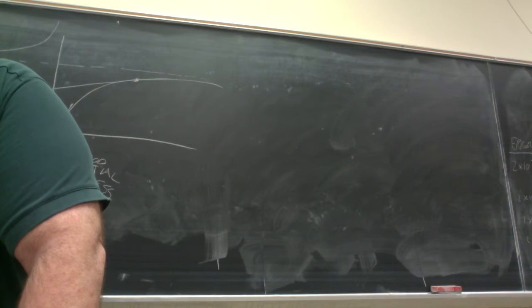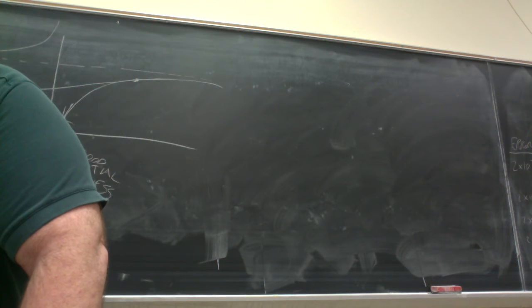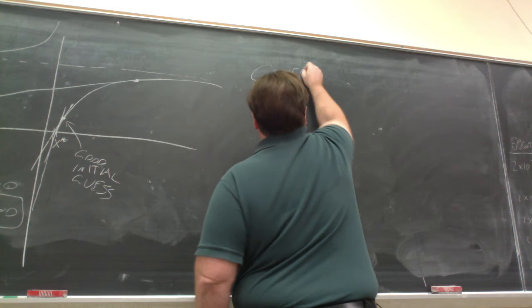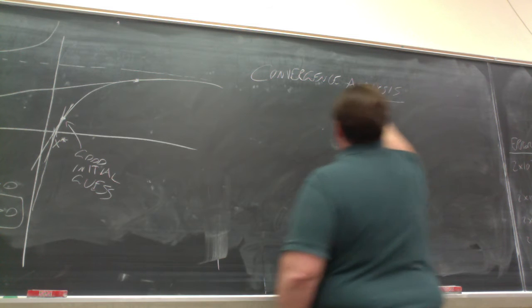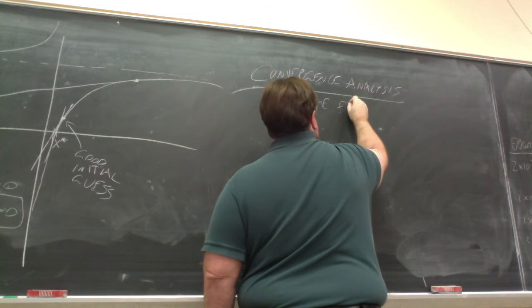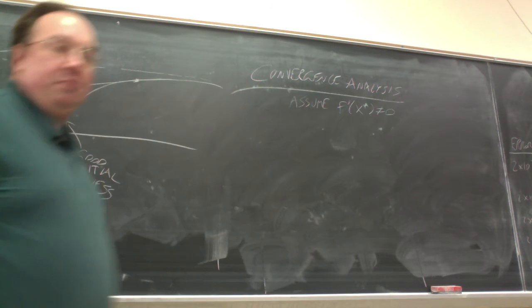Okay, and let's see how well we're navigating through a section. So 383. All right, and we're going to assume that f prime at the root is non-zero. We're going to need that assumption.